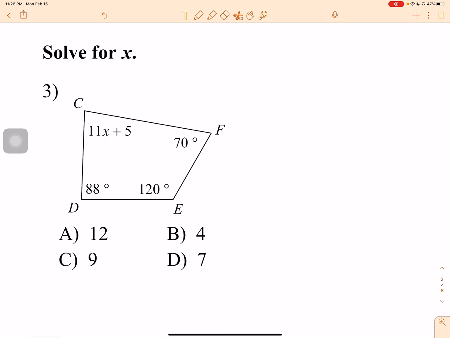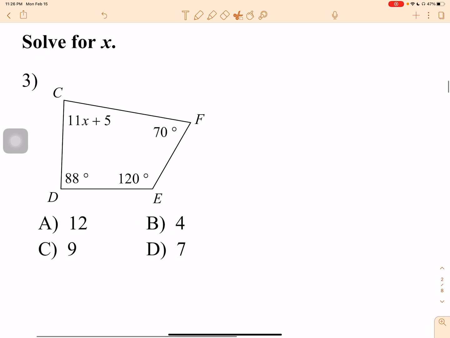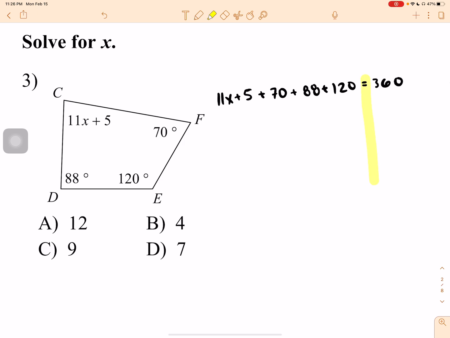Solve for x. All right, cool. So we know that all the angles inside of a quadrilateral add up to 360. So I can set up an equation. I have 11x plus 5 plus 70 plus 88 plus 120 equals 360. And now I can solve.